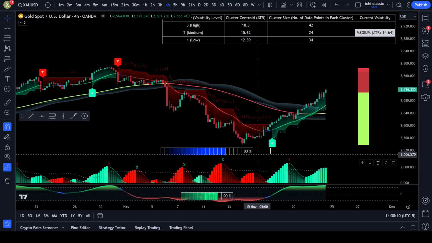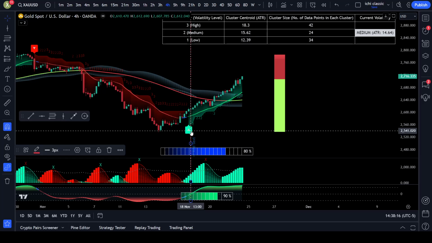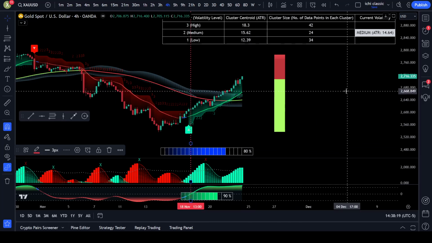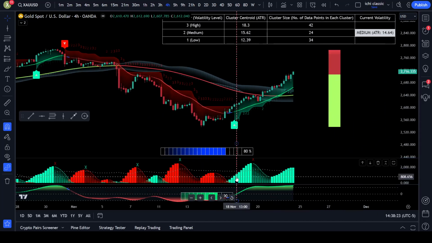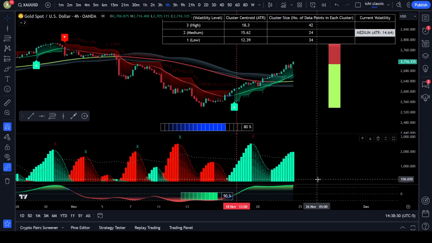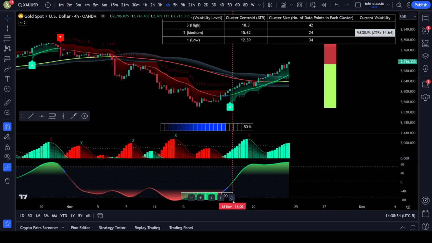So let's remove everything and let's go to the buy signal. So this was a buy signal for gold right here. And what happens here is we see that again, it's a light green. It's not above the dotted line. On the bottom, it's pretty much at -7 something. It's not really.